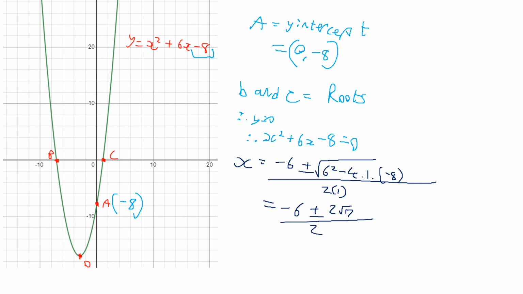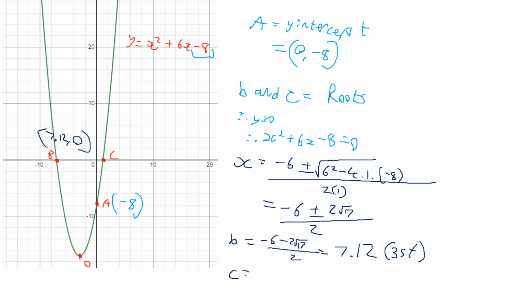So B, because we can see that this is the negative one, the one most on the left, is equal to minus 6 minus 2 root 17, over 2, which is equal to, if I pop that in my calculator, minus 7.12 to 3 significant figures. So B is going to be (minus 7.12, 0).